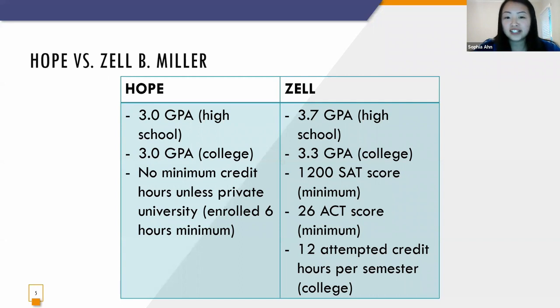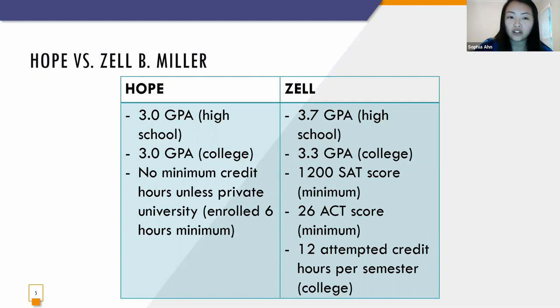So if you're looking to go to an in-state school, we're very lucky that Georgia has HOPE and Zell Miller. And these are scholarships, they're merit-based scholarships. And so they're pretty similar, and I think a lot of people sort of get confused between the two. So I'm just kind of going to break down the differences.